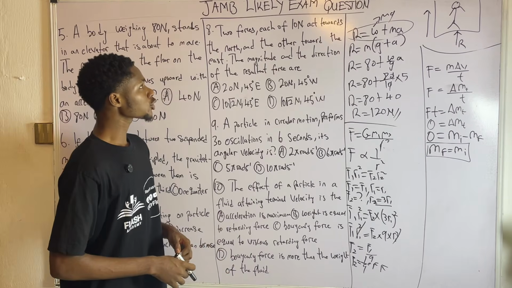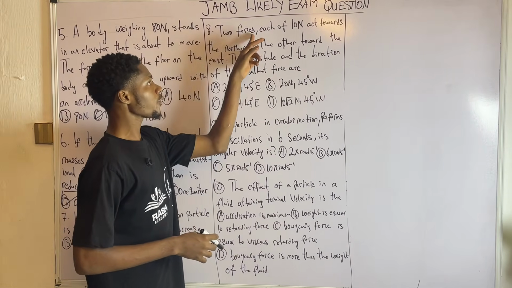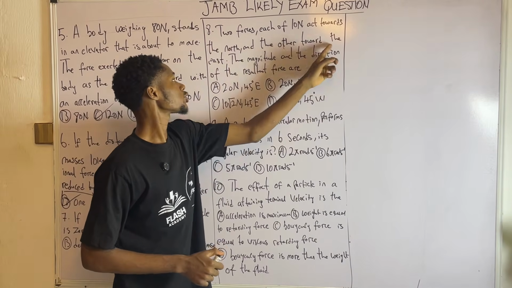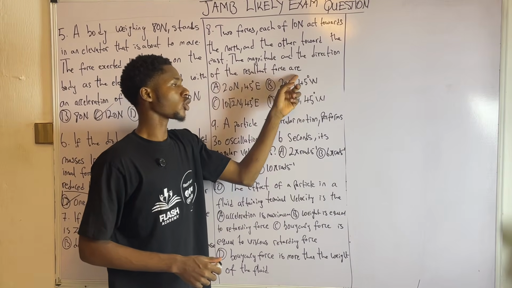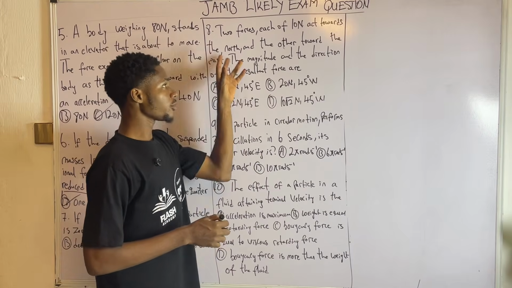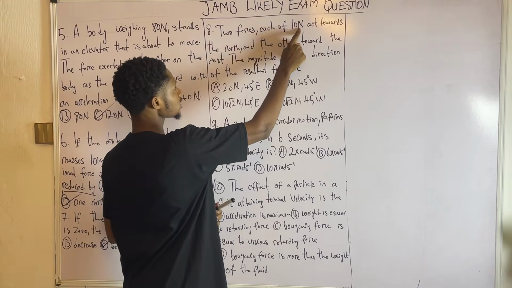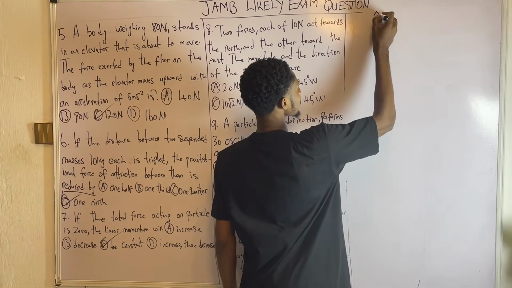Now there's another question on the board, question 8. Question 8 reads: two forces, each of 10 newtons, act, one towards the north and the other towards the east. The magnitude and the direction of the resultant force are, what's the magnitude and also the direction? From this statement, we are first going to draw the free body diagram.